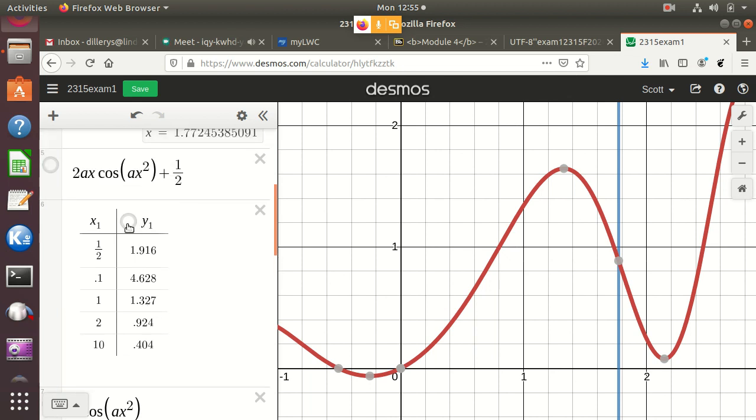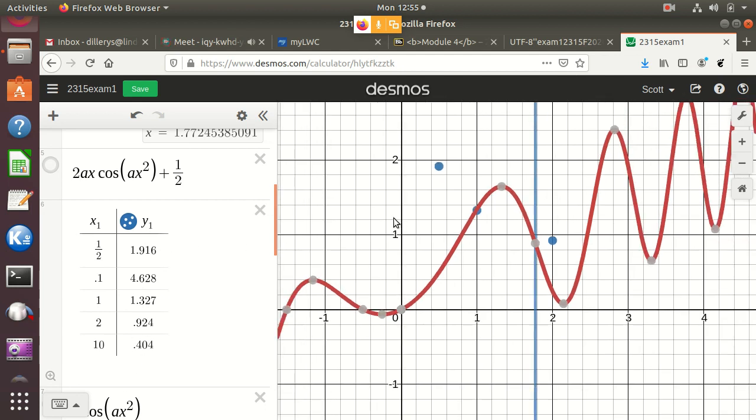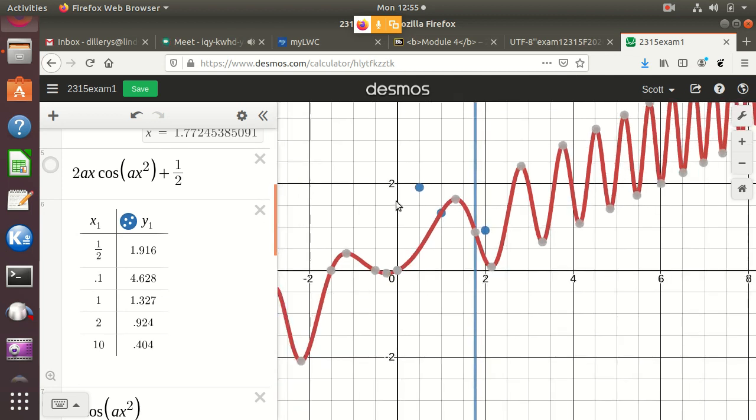And then you can plot them. X1 here is actually my value of A, and Y1 is the X value that goes with it. I didn't relabel anything. And if you zoom out, you can see those blue dots.